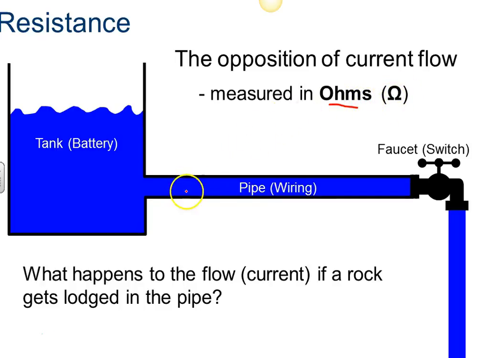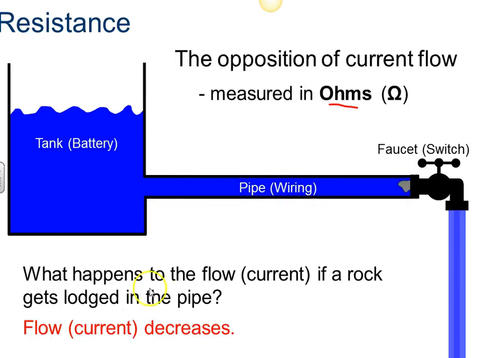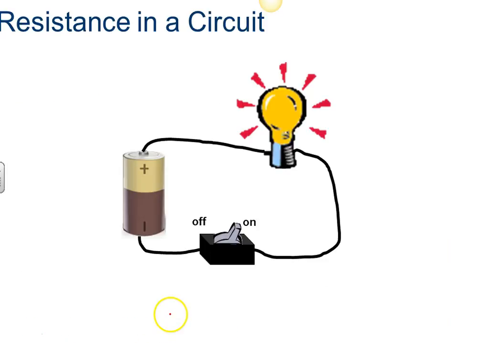And this would be like, for instance, if a rock gets lodged in the pipe, what happens to the flow, or what happens to the current? And the answer is that it's going to slow the current down. So if we have a clog in the pipe, things aren't going to run through as quickly. So flow is going to decrease, or the current decreases.